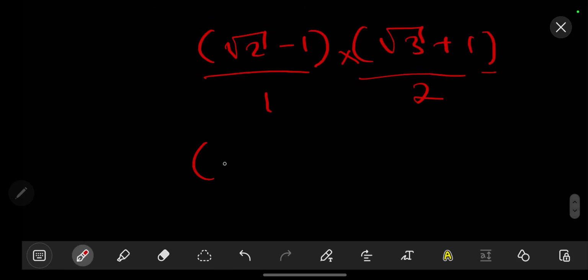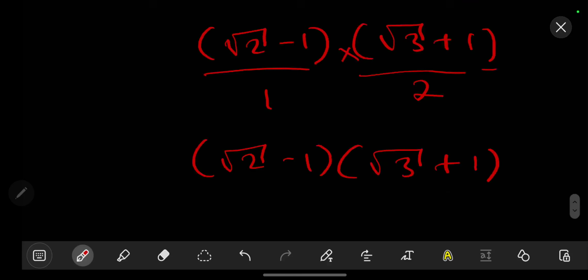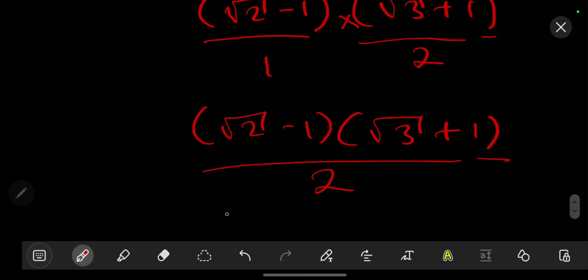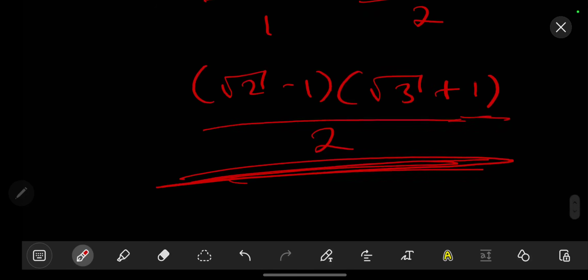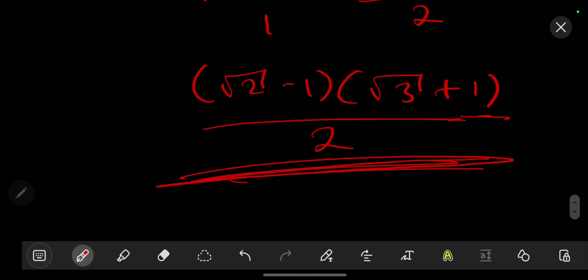Then we are going to finally have the root of 2 minus 1, then we have the root of 3, then we have plus 1, over we have a 2. So you can end here or you can continue to expand this. Otherwise we have rationalized the denominator for that one. So this is the meaning: on the denominator there should not be any radical or a root. Okay, so if your lecturer likes expanding, you can expand this or you can leave it like this. So let's move on to our next problem.